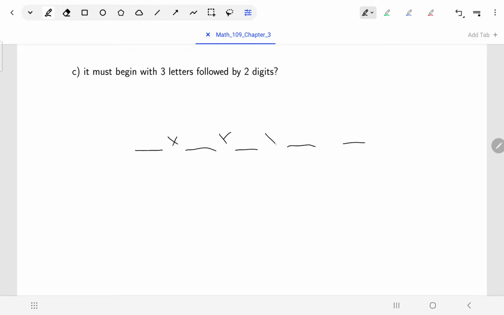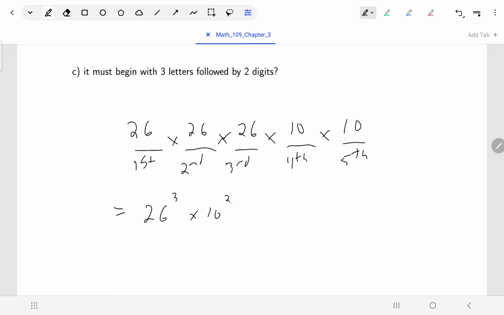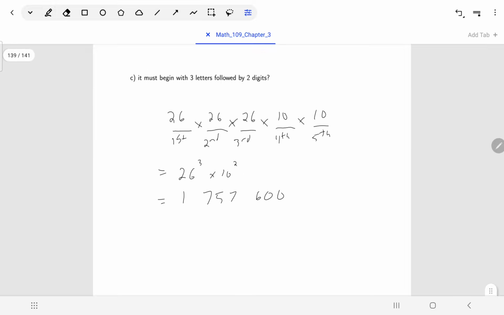So I'm again thinking about multiplication principle and just filling things in from left to right, the first, second, and third positions, and then the 4th position and the 5th position. And if it has to begin with letters, then 26 choices for each of those first 3 places. And the last 2 things need to be digits, so 10 choices for the last 2 positions. So you have 26 cubed multiplied by 10 squared, or just a little bit under 2 million. 1,757,600 possible passwords.